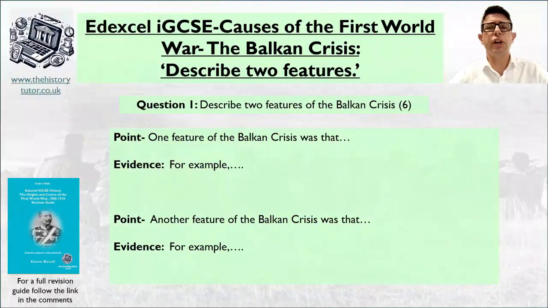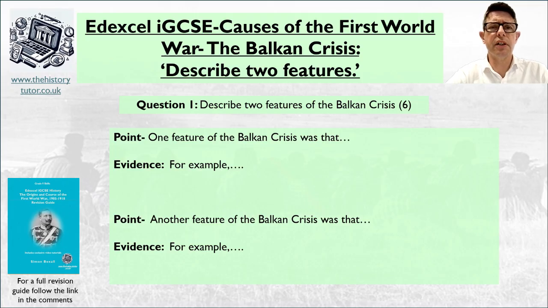So how are we going to structure this answer? We're going to do 2 point and evidence ideas. You can see here we're going to create our argument. One feature of the Balkan Crisis was, and set up our point of argument. And then a simple connective like for example, or for instance, or such as, and we can link to our evidence, our description. And we just repeat the process for our second idea. So if you're ready, let's work through the answer together.